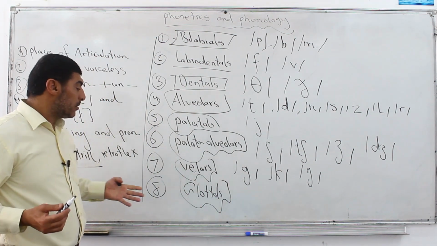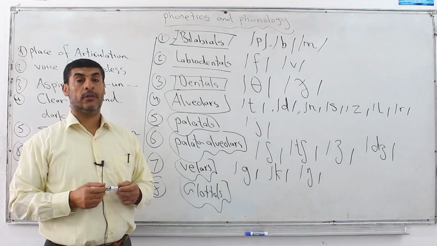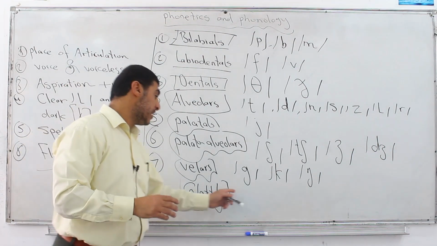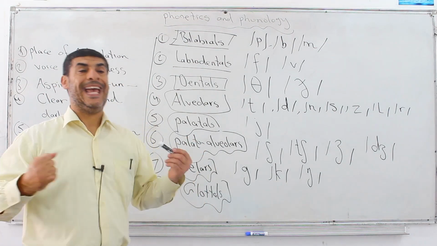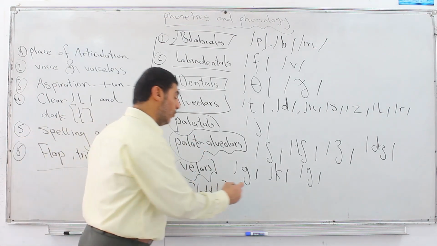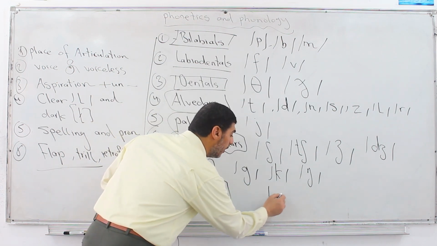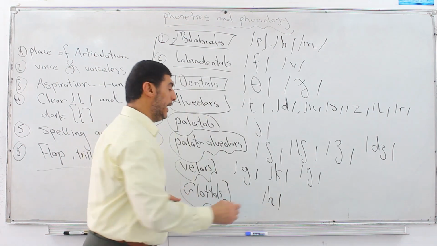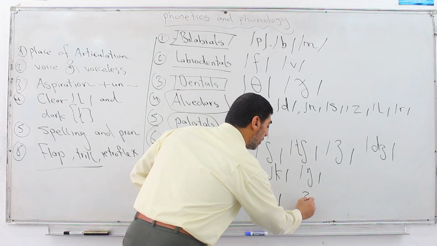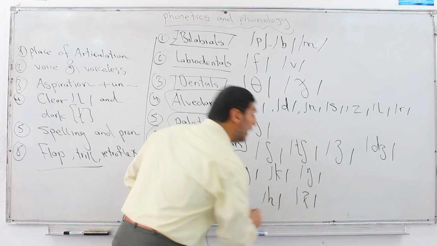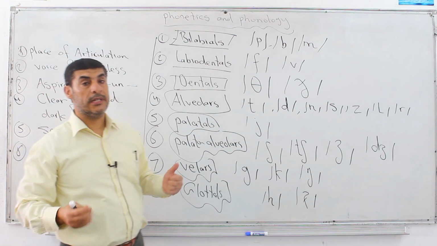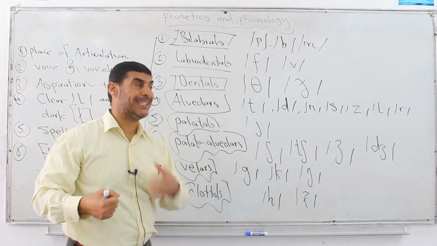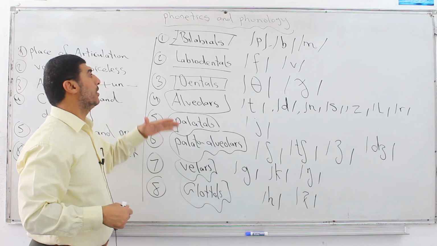Okay, what is a glottal sound? A glottal sound is produced at the glottis. Okay, we have ha, ha, and we have this sound. It looks like al-hamza in Arabic. So a glottal sound is produced, is manufactured at the glottis.